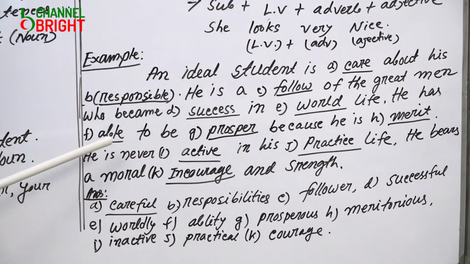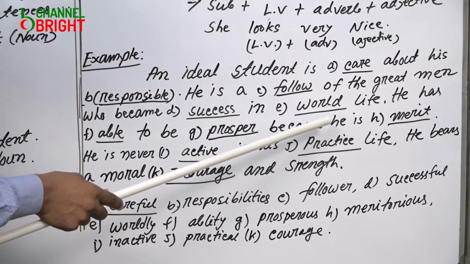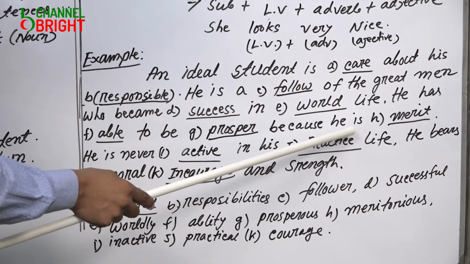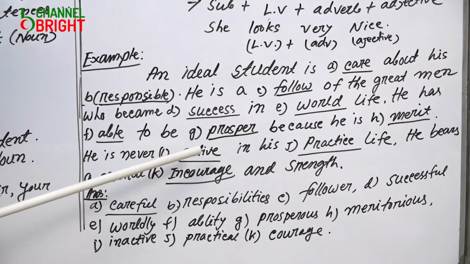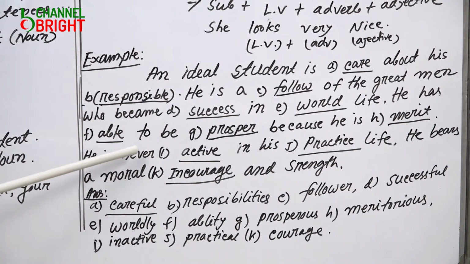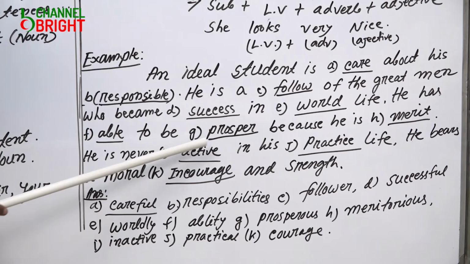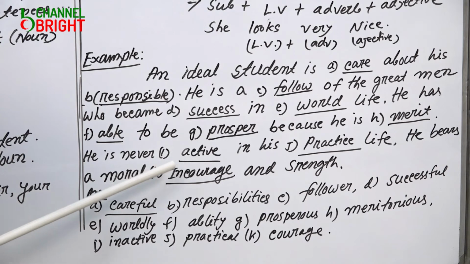He has ability to be prosperous, because after has ability comes a verb. Be is a linking verb, so that will be an adjective: prosperous. Because he is meritorious, after a linking verb an adjective is used: meritorious. He is never inactive in his practical life. Always bear this in mind: after is or a linking verb there is an adverb, then that will be an adjective. Prosper will be prosperous, and active.